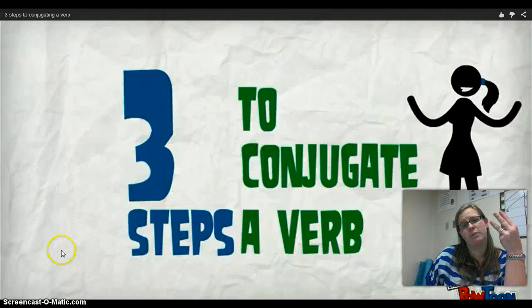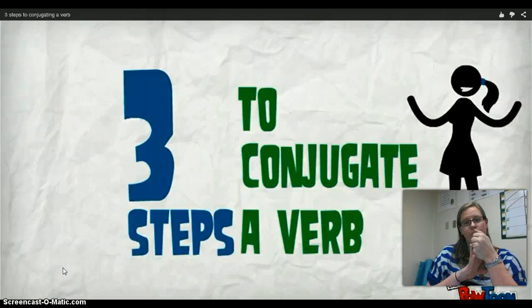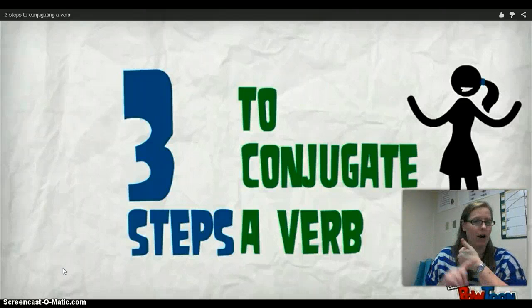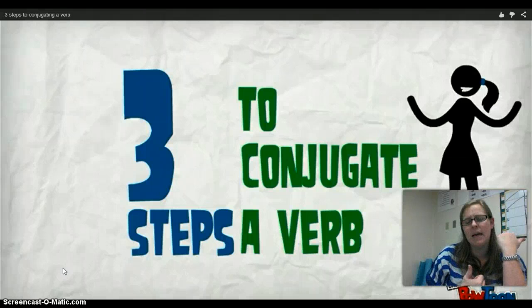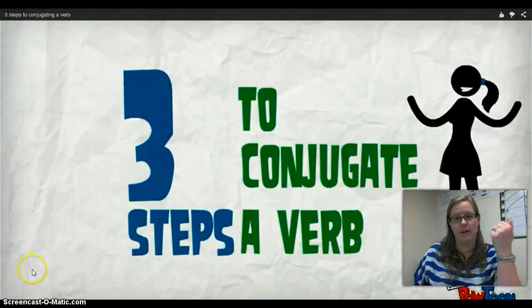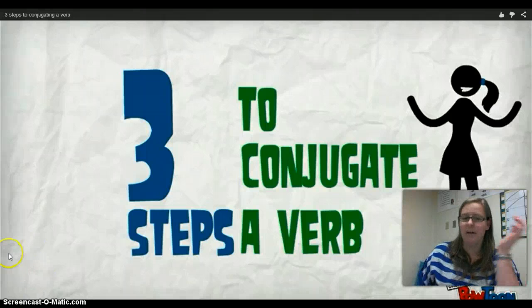So there are only 3 steps to conjugating a verb. Now, we're going to use these 3 steps now. We're going to use them in the future. We're going to use them with regular, irregular, AR, ER, IR. We're going to use them when we learn past tense. So these 3 steps are really fundamental for the rest of your Spanish life, okay?